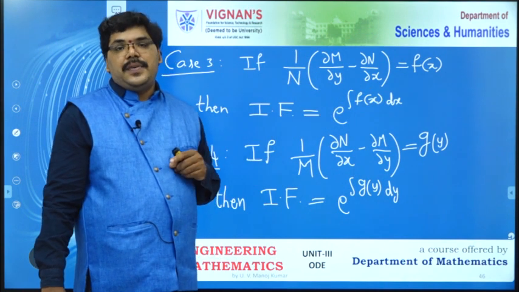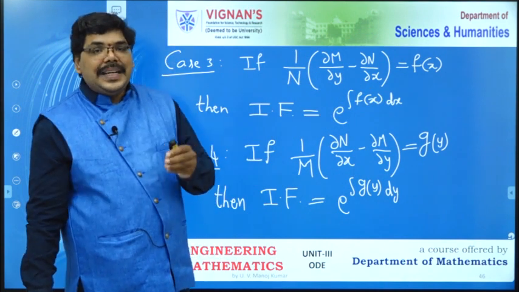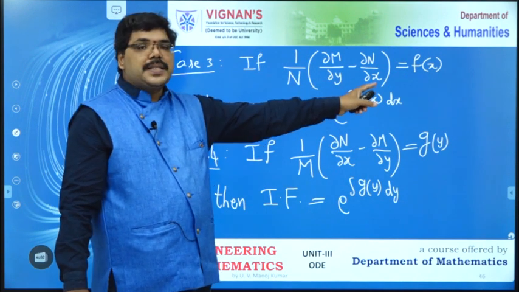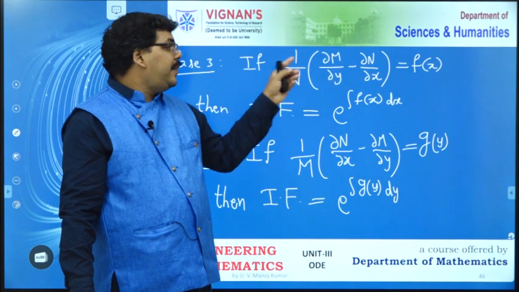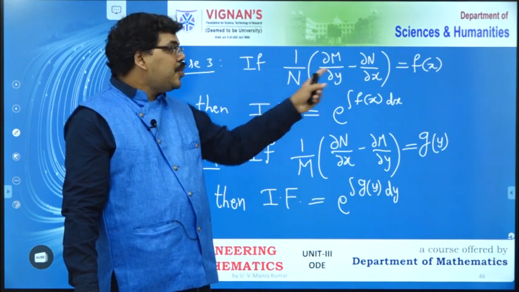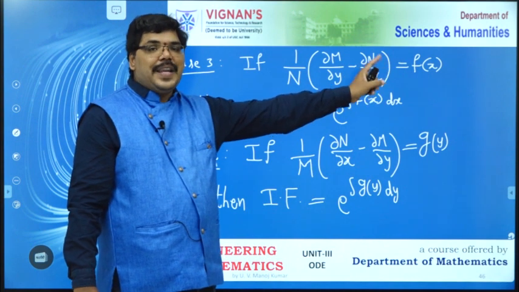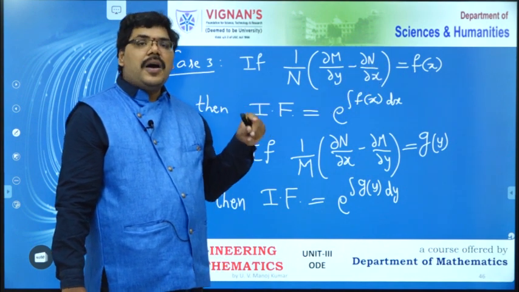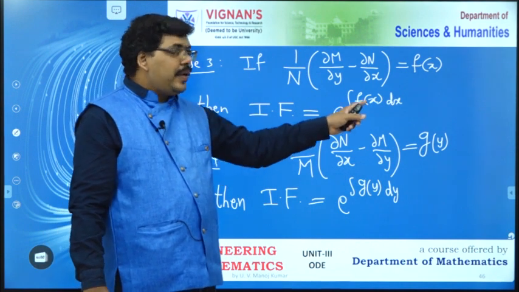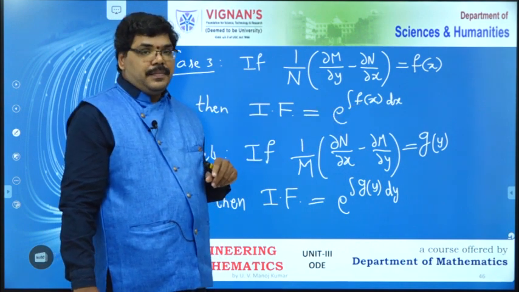So listen carefully once again. Find the difference between dou m by dou y and dou n by dou x. Divide that difference with n. Then the result should be a function of the single variable x or a constant. Then the integrating factor will be e power integral f of x dx.